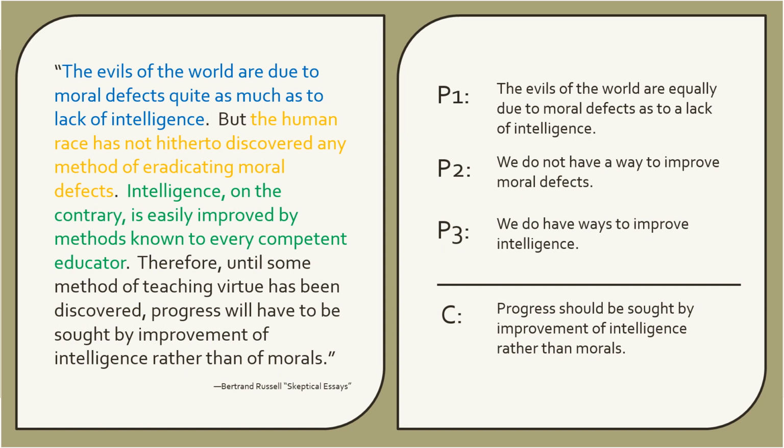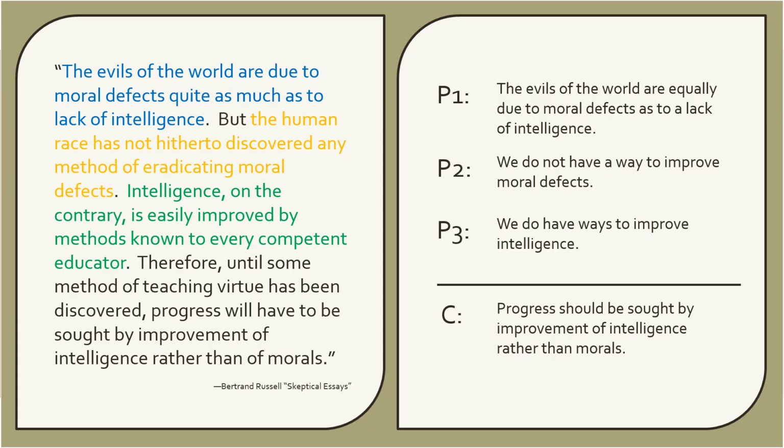Well, essentially we have three premises, and they're all pretty much clearly given to us in a proper order to make sense of the argument. The first premise says the evils of the world are equally due to moral defects as to a lack of intelligence. The second premise says we can't improve moral defects. The third says we can improve intelligence, and therefore we should try to improve intelligence.